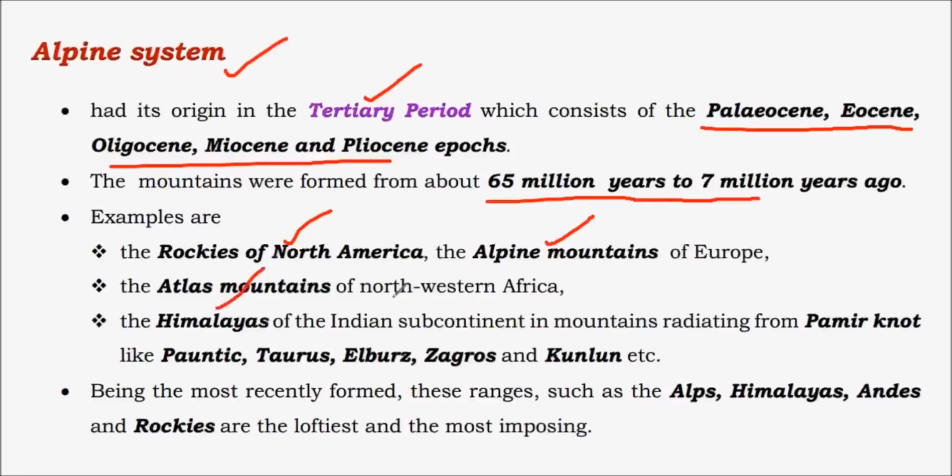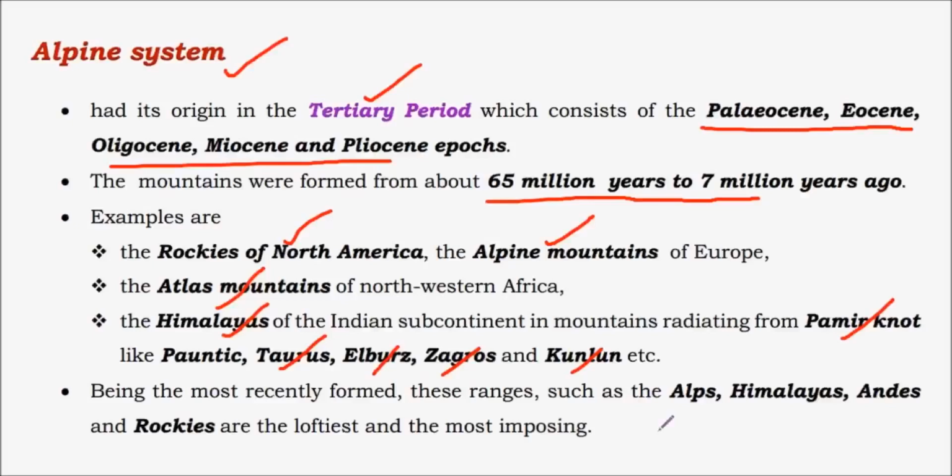We have seen the location of these two mountains, and the Atlas mountains, which are present in northwestern Africa. We'll see the location of these mountains too. And the parts of the Himalayas, there are various ranges, namely Pamir, Pontic, Taurus, Elbrus, Zagros, and Kunlun, which form part of the mountain system just above the Himalayas, that is in Central Asia.